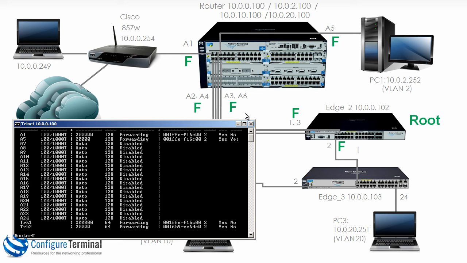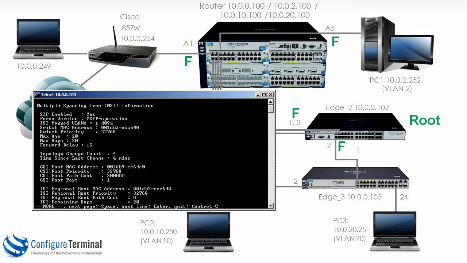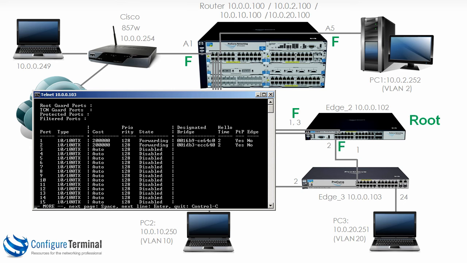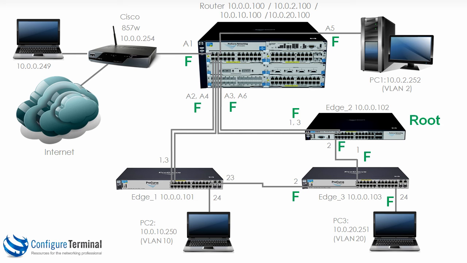Let's have a look at edge 3. So on edge 3, show spanning tree. On this switch, the root port is port 1, which would make sense because that port is the closest port to use to get to the root. So port 1 is forwarding. Port 2 is forwarding. So in our diagram, this port and this port are forwarding. What about port 24? You can see that port 24 is also forwarding. So at the moment, there's no change on the topology. All the ports thus far are forwarding.